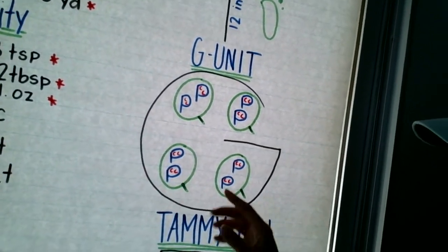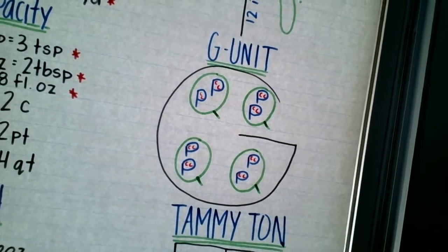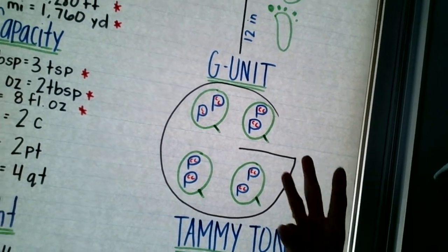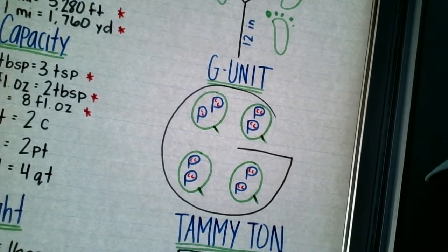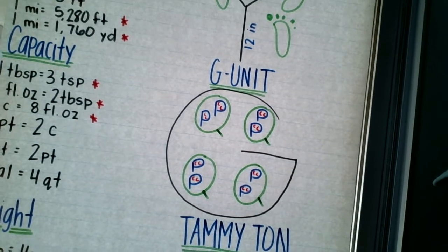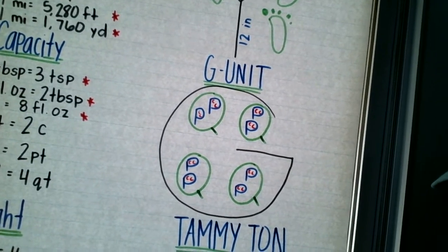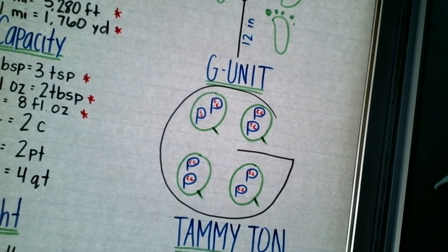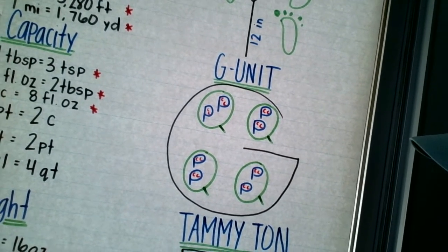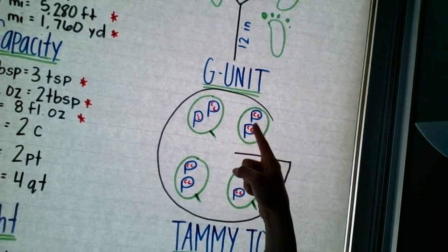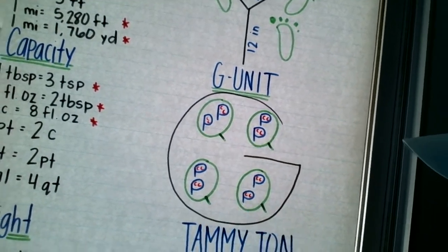Now, let's say I were to ask you, how many pints are in 3 quarts? Remember, pints are P's and Q's are quarts. How many pints are in 3 quarts? So I would just look at 3 quarts, 1, 2, 3, and then count the P's. 1, 2, 3, 4, 5, 6.